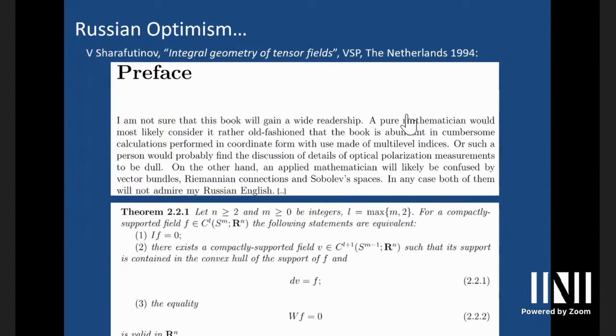It's too complicated for an engineer and too boring for an applied mathematician. And in any case, both of them are not going to admire my Russian English. And it's not true. It's actually quite a well-written book. And it's got this theorem buried in the middle of it, talking about how this problem is ill-posed, and essentially the null space is anything that can be written as a derivative of a potential.